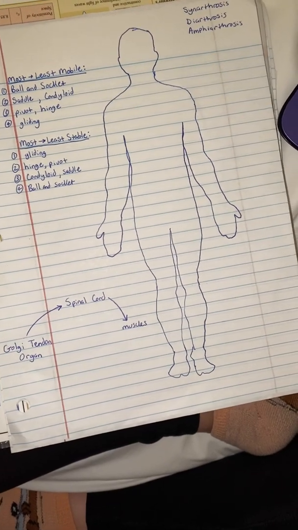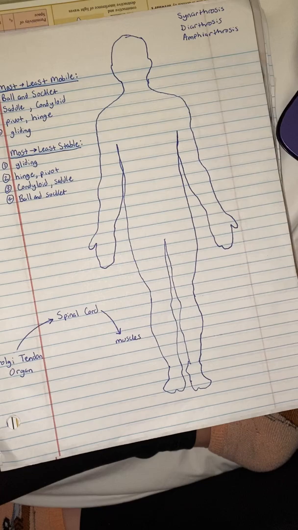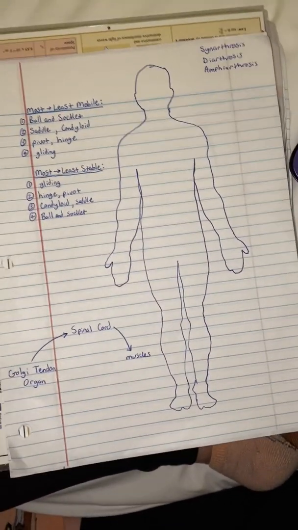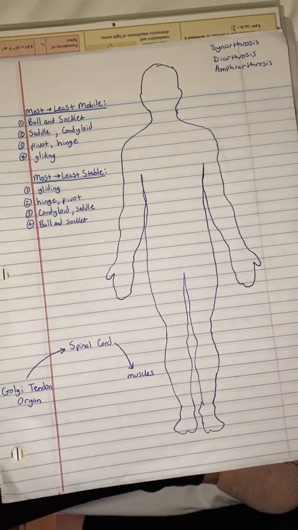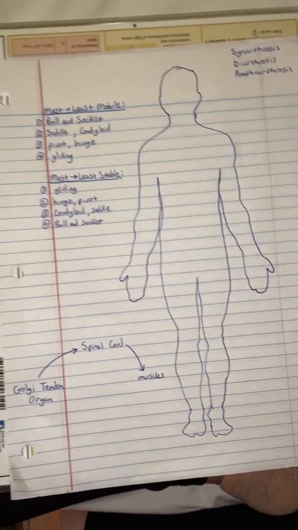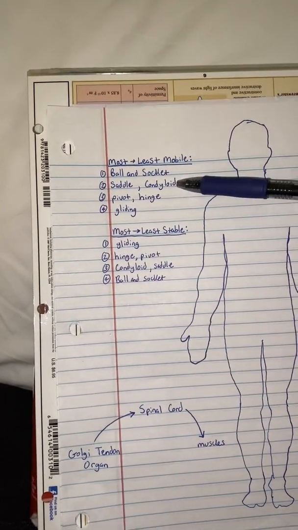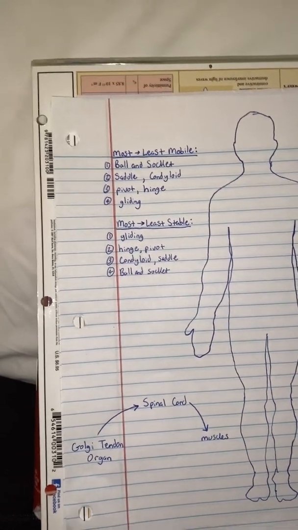The final type of joint is the ball and socket joint, which includes things like the hip and the shoulder. These are the most movable joints. In terms of mobility, the order from most to least mobile is ball and socket, saddle, condyloid, pivot and hinge, and gliding.